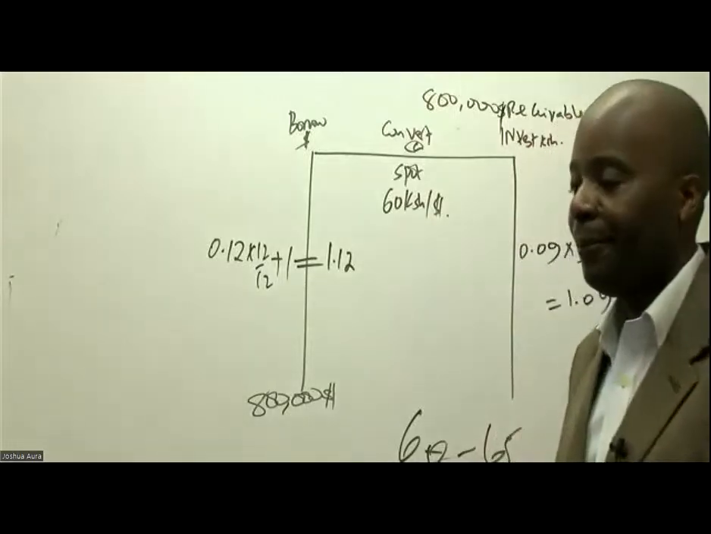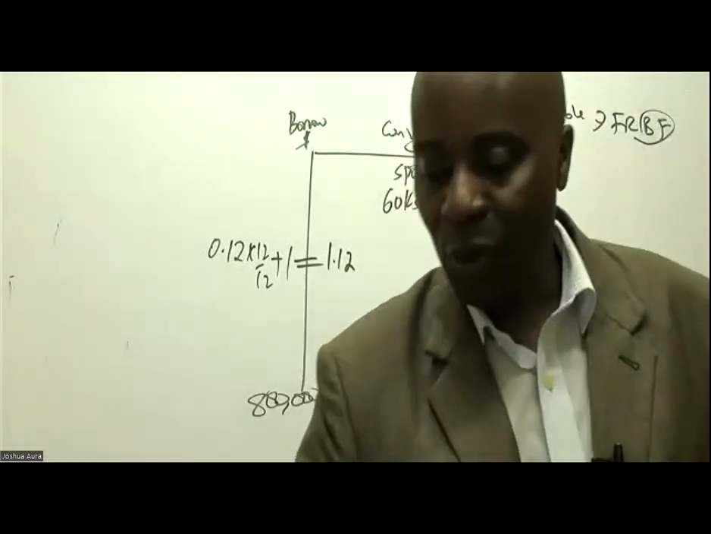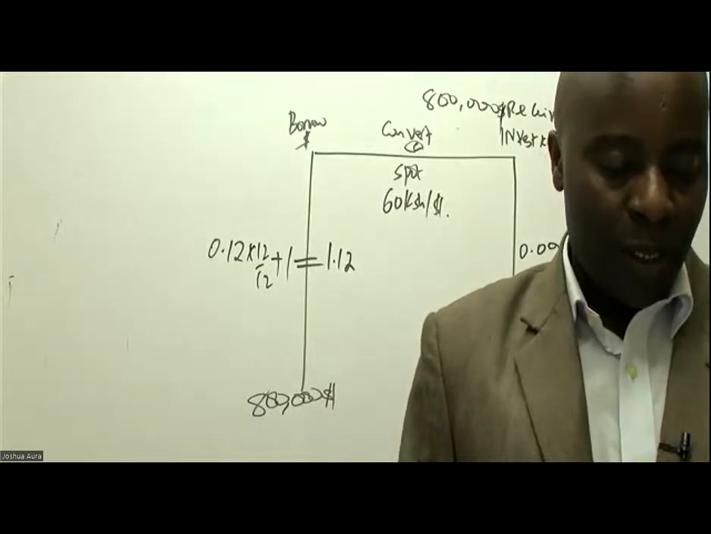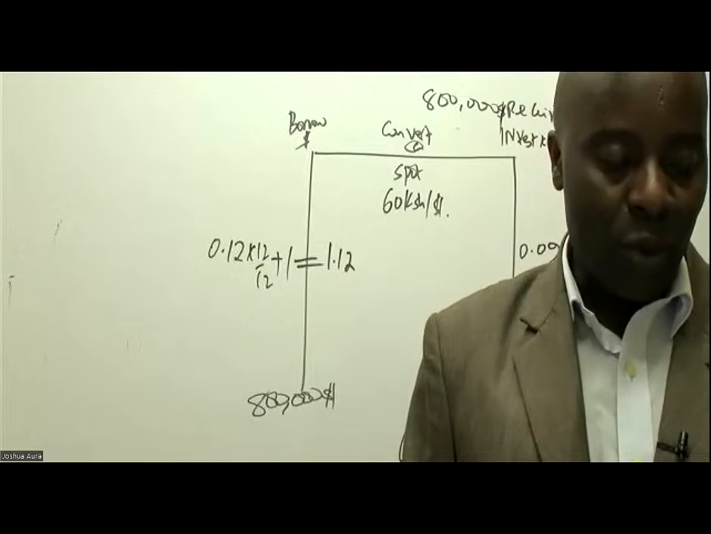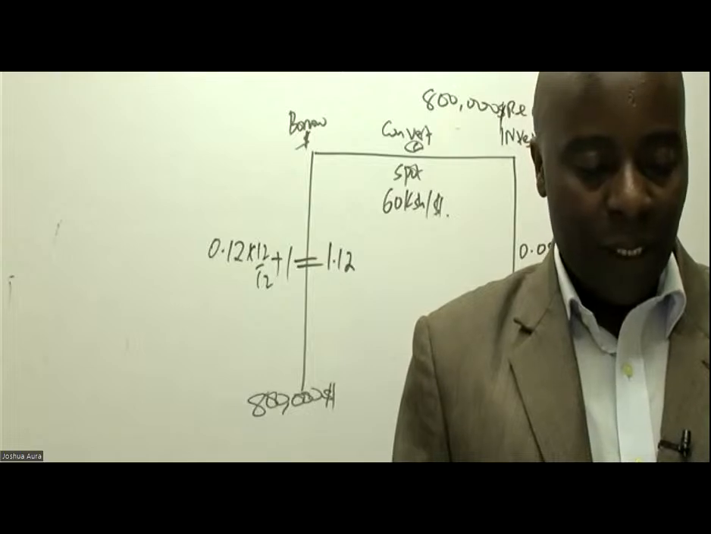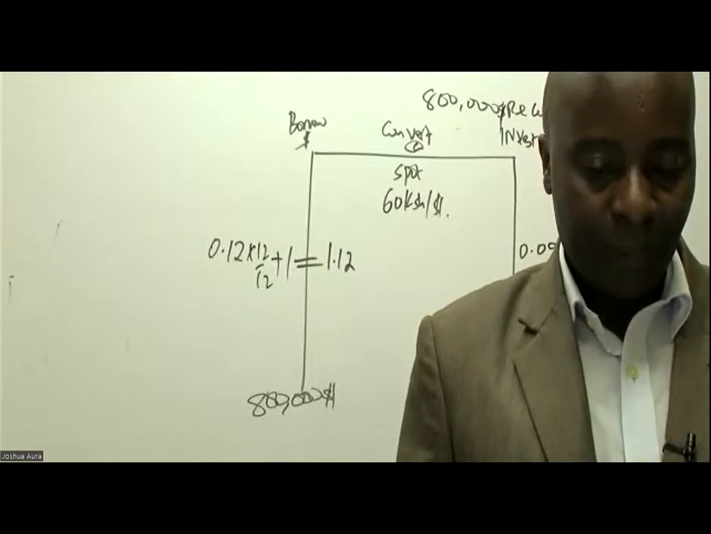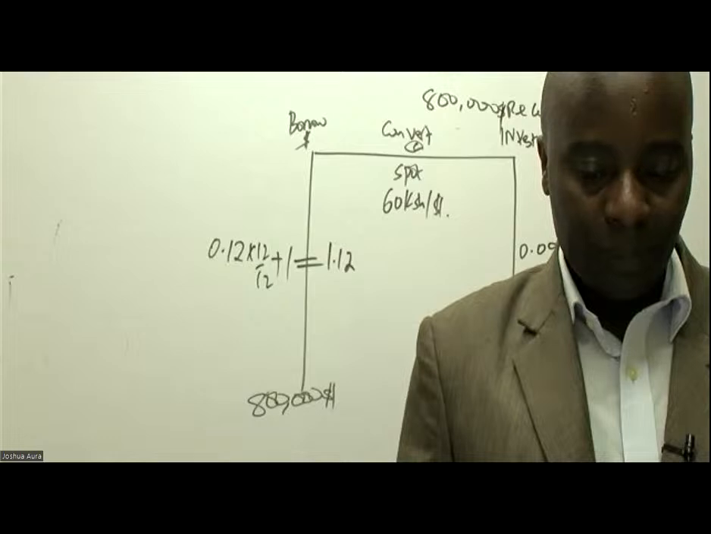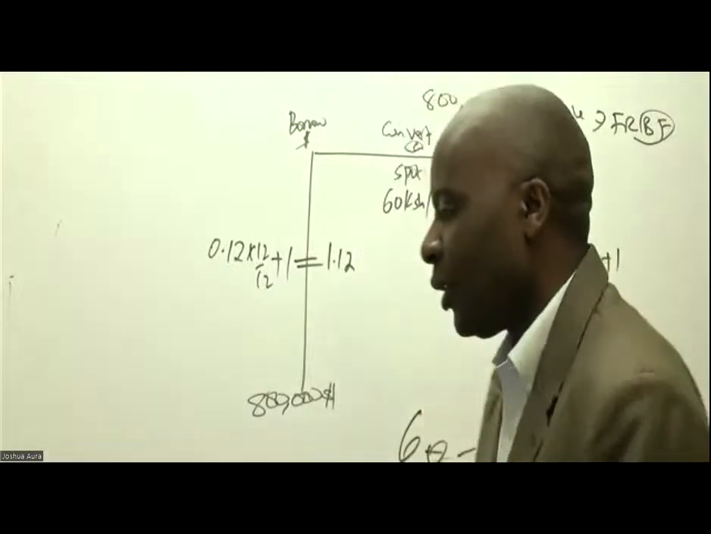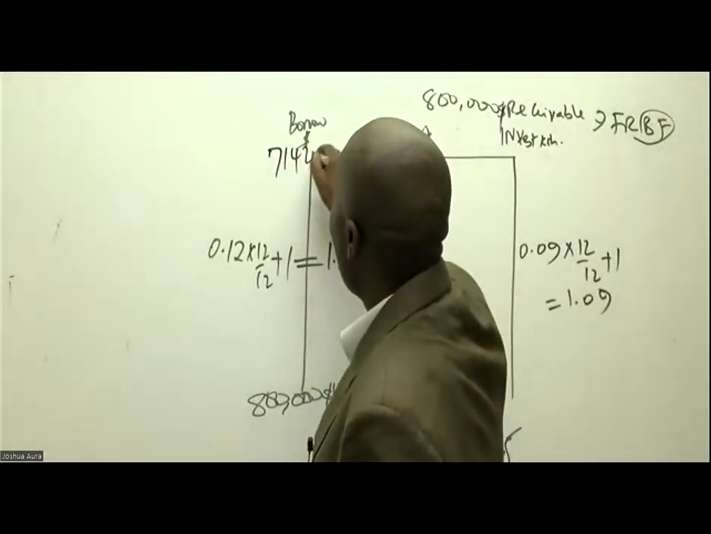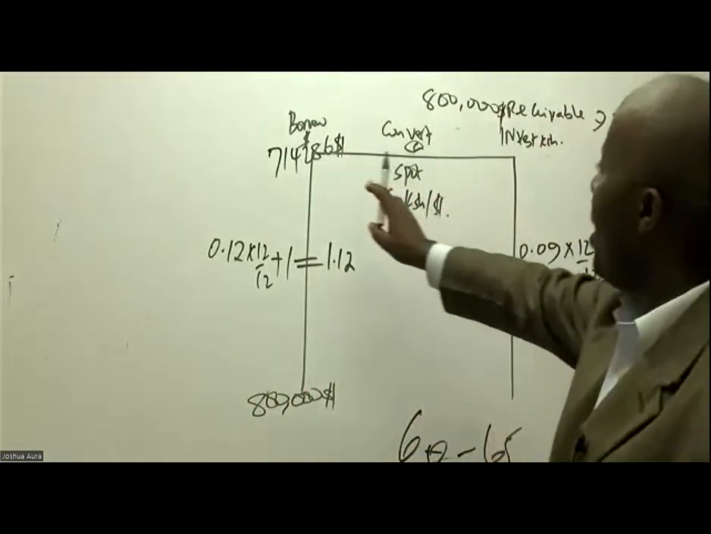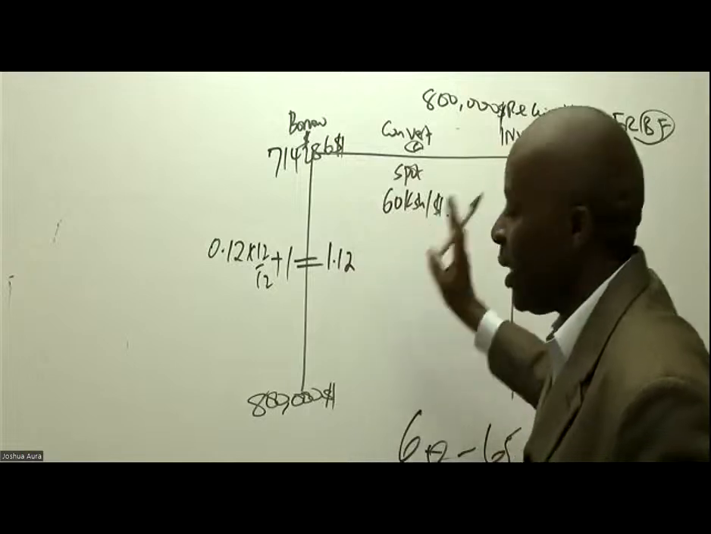What do we do upwards? We divide. Thank you very much. Could you kindly divide and give me an answer? Yeah, $714,286. Whole number. Great. Now from here to here, we have an exchange rate.